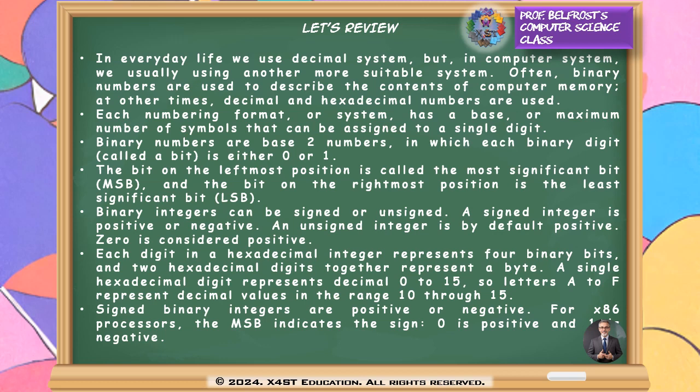Binary integers can be signed or unsigned. A signed integer is positive or negative. An unsigned integer is always positive. Zero is considered positive in computer systems, mostly.